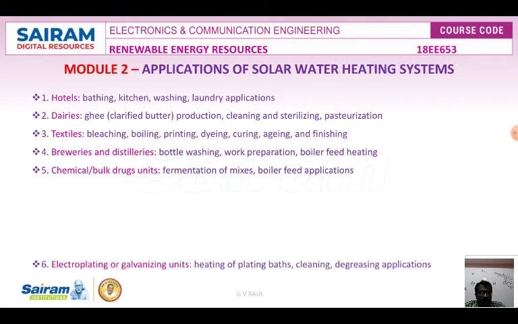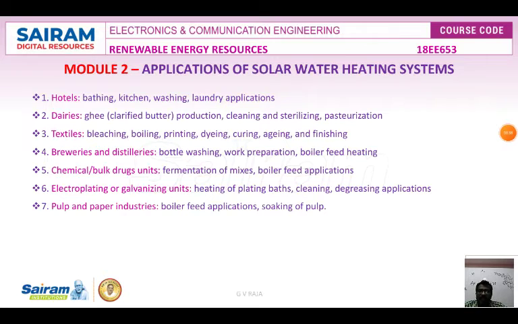Applications of the solar water heating system: it can be used in hotels, dairies, textiles, breweries and distilleries, chemical bulk drug units, electroplating and galvanizing units, pulp and paper industry. Heating in hotels, in the sense hot water is used for bathing, kitchen washing, laundry applications, dishwashers. There also you can use this hot water for cleaning.